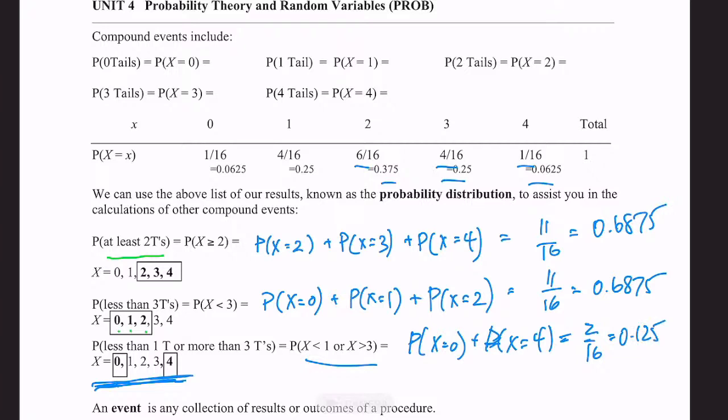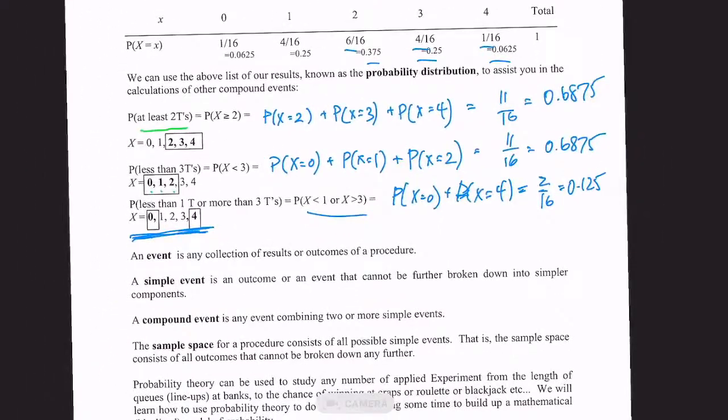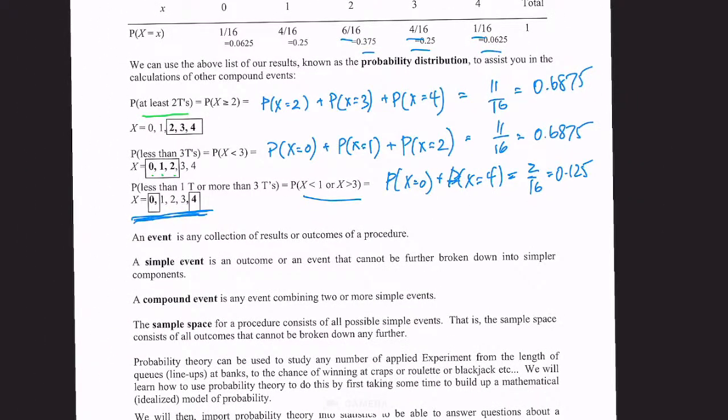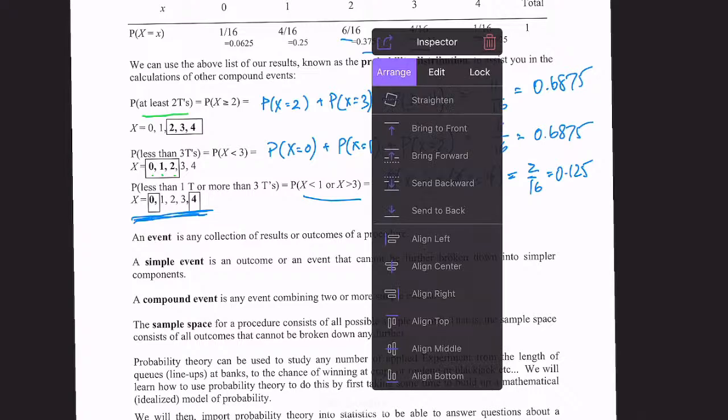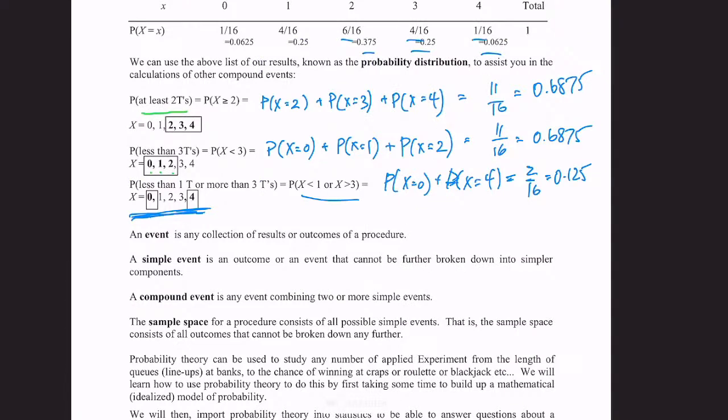Okay. So to recap, an event is any collection of results or outcomes of a procedure. A simple event is an outcome or an event that cannot be further broken down into simpler components. A compound event is any event combining 2 or more simple events.